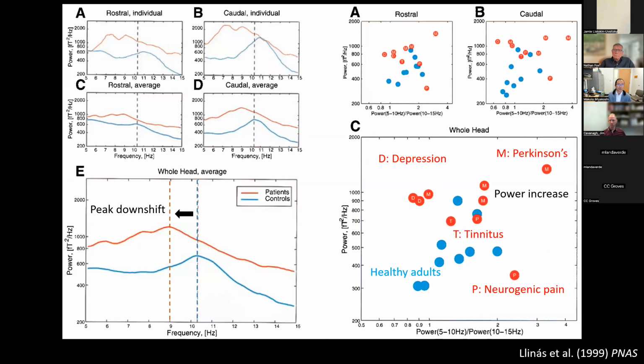One common finding among the variable clinical statuses, such as depression, Parkinson's disease, tinnitus, and neurogenic pain, is that they commonly showed, number one, the alpha peak shift from higher to lower frequencies, and also the overall power increase, as shown on this right side panel. And these common features are now referred to as thalamocortical dysrhythmia.